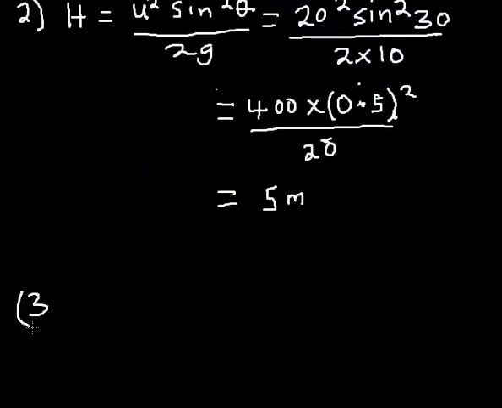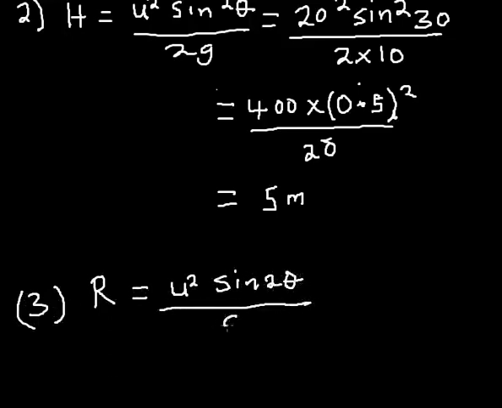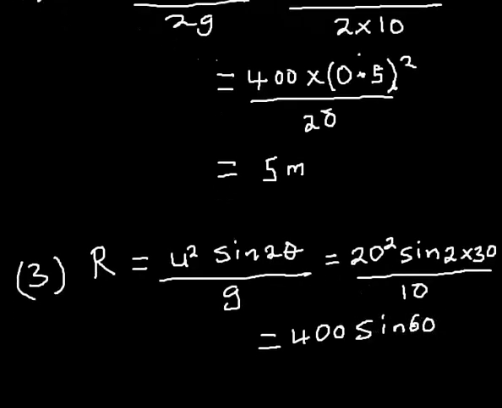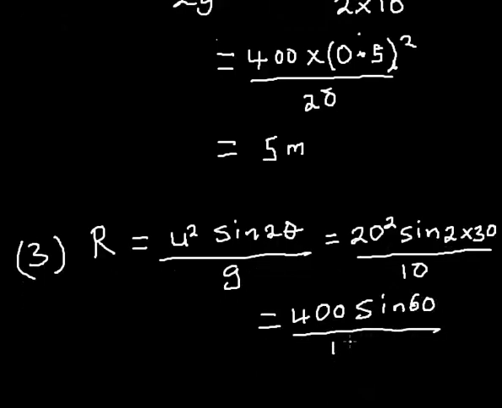Then here we go with the range. The range of the projectile is u square sine 2 theta, then divided by g. So that's going to be 20 square, sine 2 times 30, divided by 10. So that's going to be equal to 400. 2 times 30 is 60. So I have 400 sine 60, then divided by 10.